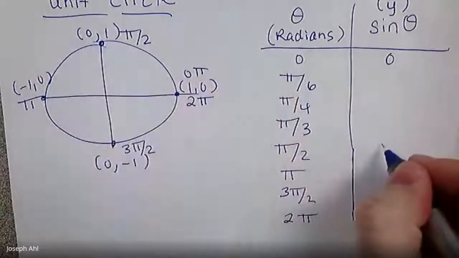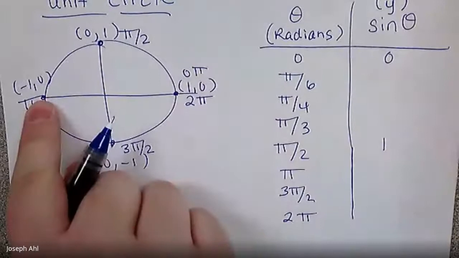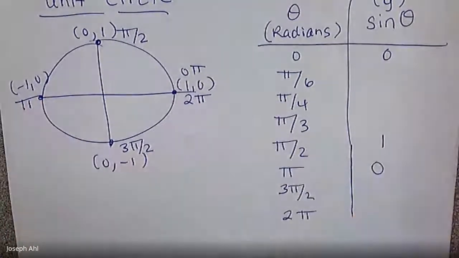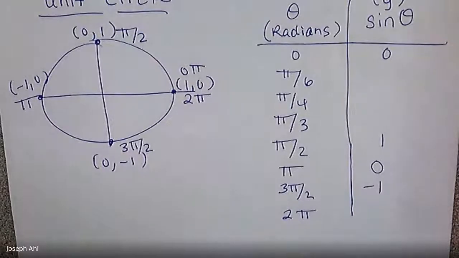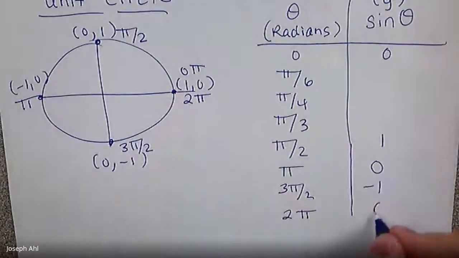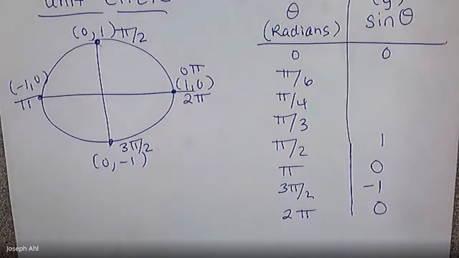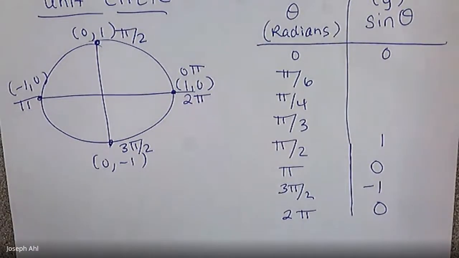Sine of pi over 2 is 1. Sine of pi is 0, just looking at the y values here. Sine of 3 pi over 2 is -1. And then sine of 2 pi is 0. These are all coordinate points that we're going to plot when we make our graph in just a moment. By the way, the graph that we're going to complete is on page 15 of the packet. So if you want to start finding that, we're going to do that in a few moments.